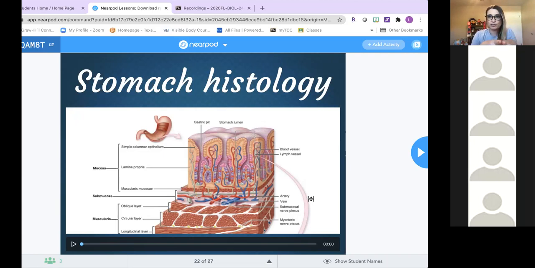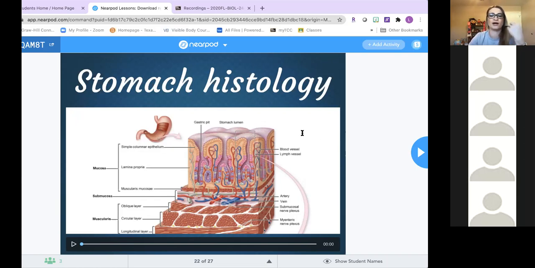Also, what's going to be important here is make sure that you know which cells are found in the stomach. Make sure you know which cells are found in the small intestine, because in the small intestine we're going to talk about several different types of cells as well. They're not the same.